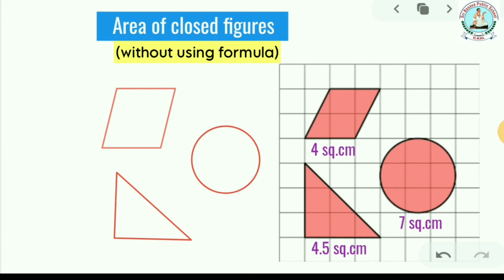So in this way you can find out the area of closed figures just by placing those figures on squared paper, because these figures have no particular measurement. That is why you can place them on square paper and count the number of squares which are enclosed by these figures.